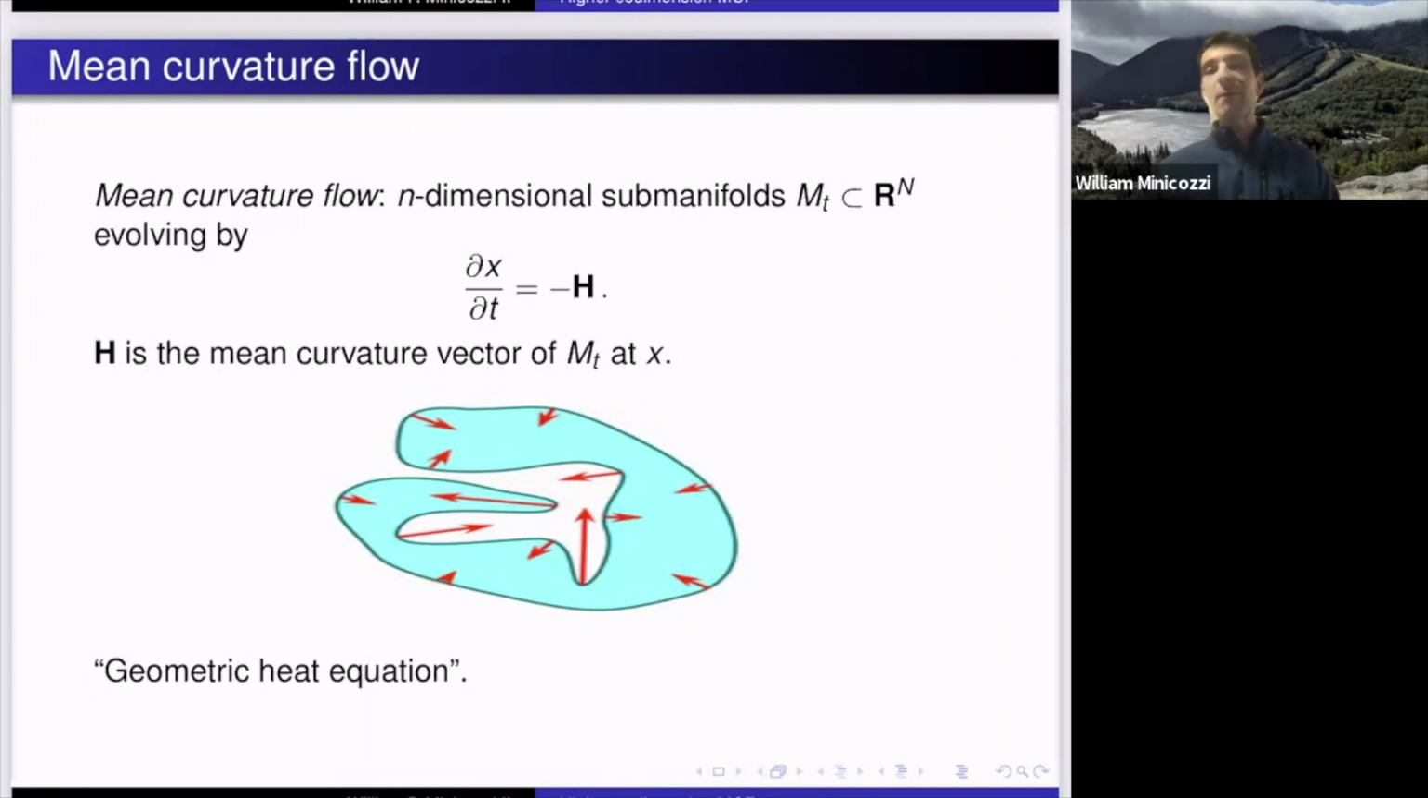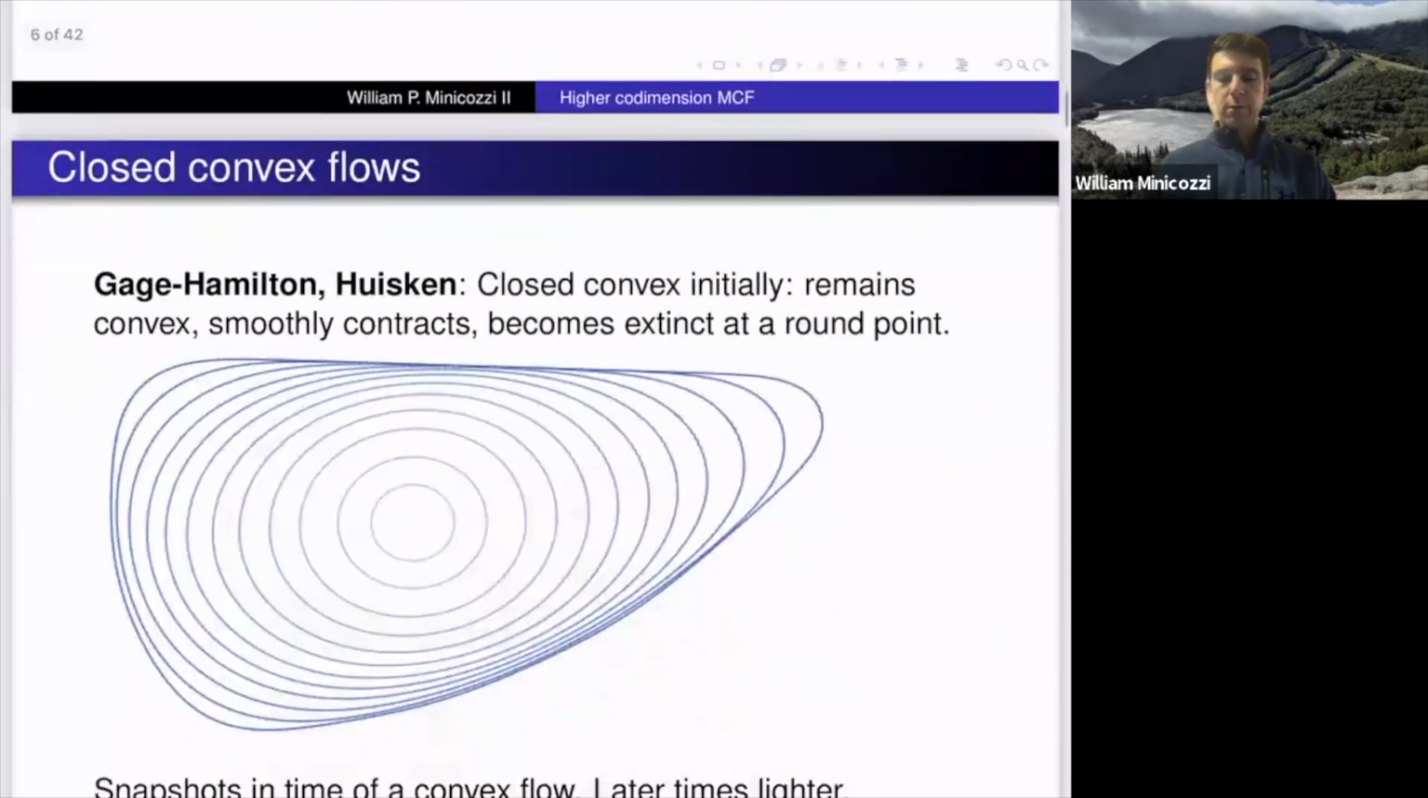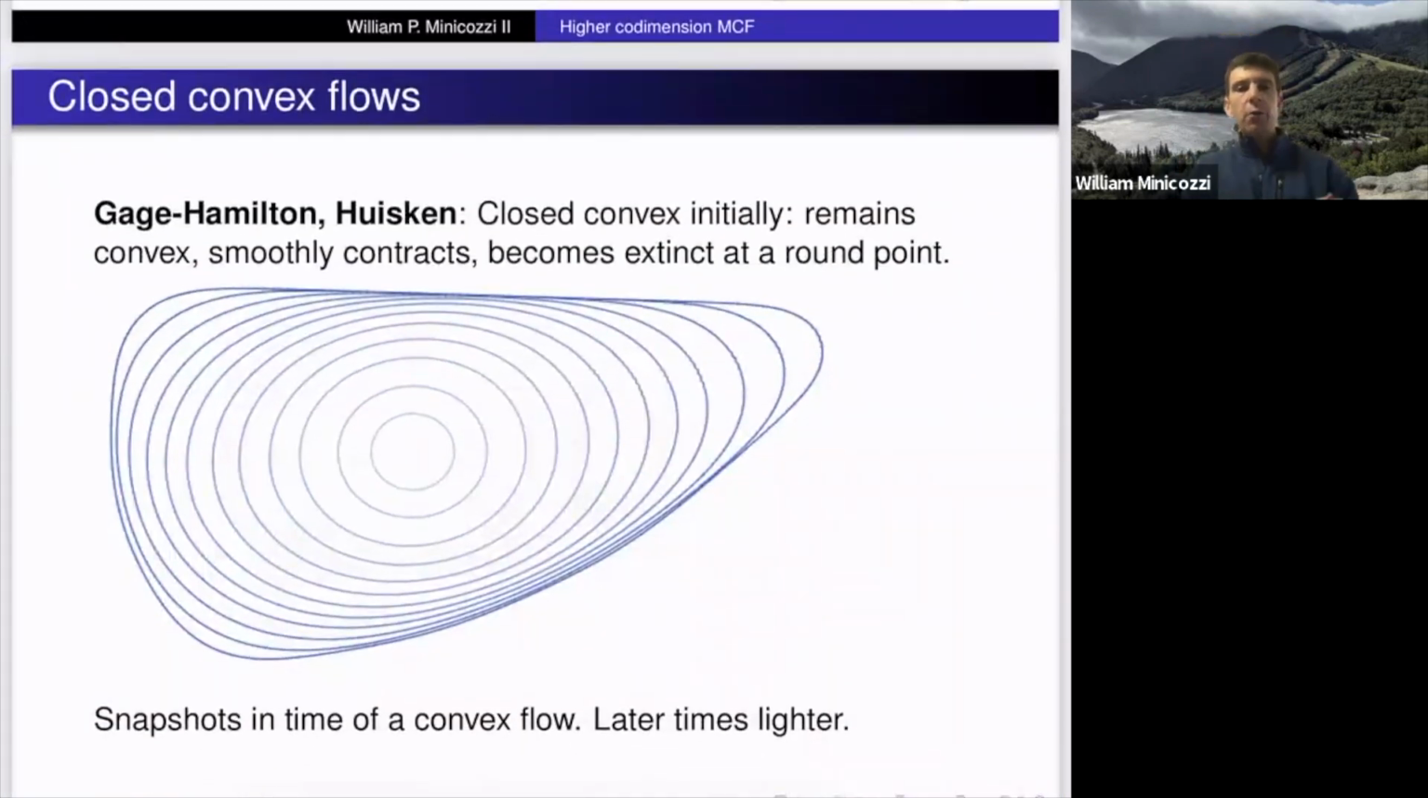And this is an example of a geometric heat equation. So this is best understood in codimension 1, as I mentioned, and really best understood for convex subsets in codimension 1. So here I've drawn a case of curves. In this case, if you start with a closed convex submanifold, then it's going to remain that way. So it stays closed, it stays convex. If it was initially embedded, so it didn't intersect itself, it will stay that way. It will contract inwards, and after some finite amount of time, it will just disappear.